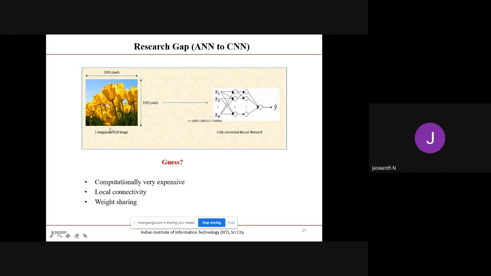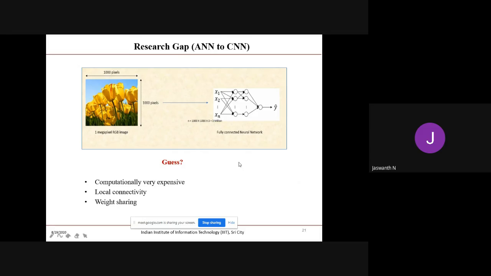The second important challenge is that whenever you take a row of intensity values and stretch it as a column vector, the spatial relation between the first pixel and, say for example, the 1001st pixel in the second row would really be lost when you arrange it in this column vector manner.